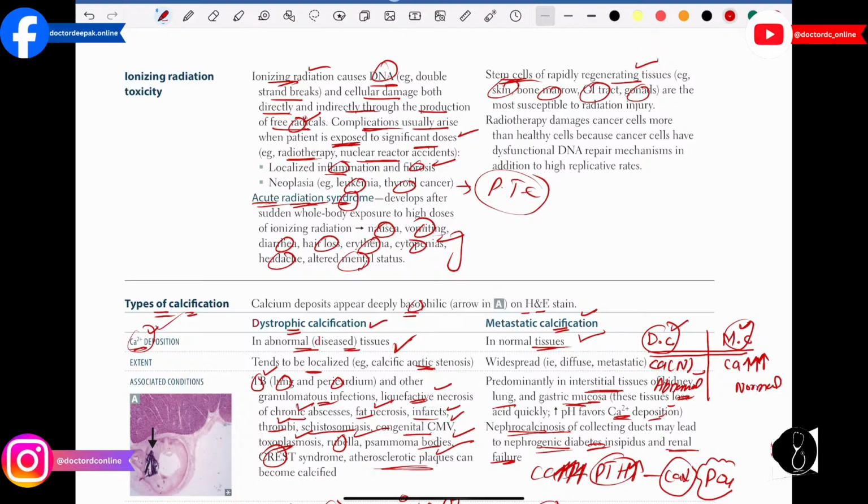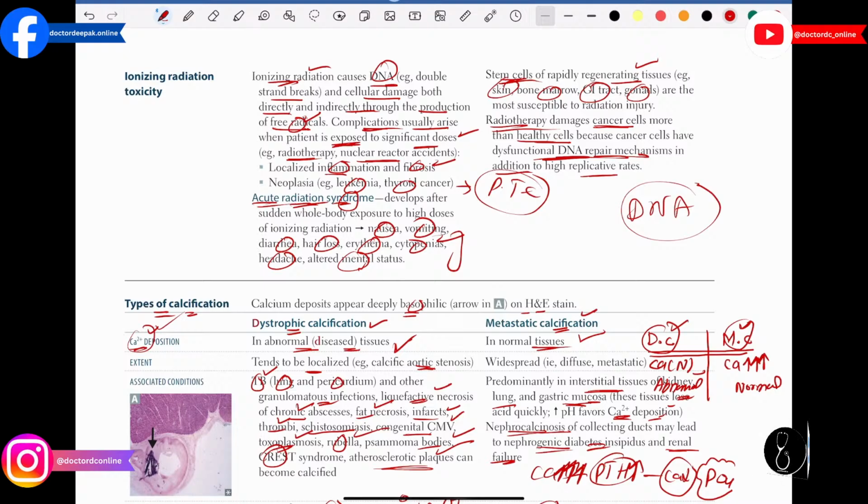Then after that, radiotherapy damages cancer cells more than healthy cells because the cancer cells have a dysfunctional DNA repair mechanism in addition to a high replicative rate. So the question they can ask you in the exam is why radiation is going to damage the cancer cell more than the healthy cell. Basically the cancer cell doesn't have a very good DNA repair mechanism. So if the DNA repair mechanism is not good, it means your cell is going to undergo death, because if you do not repair the DNA, your cell will undergo death.